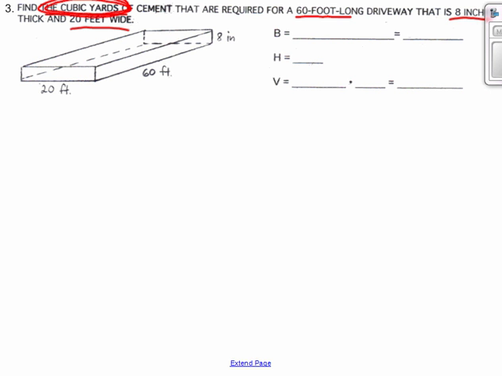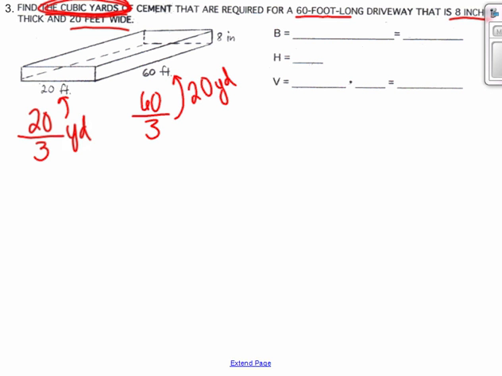There are 3 feet in a yard, so I'm going to convert my 20 feet and my 60 feet first. To get the width, I take the 20 feet divided by 3 to have that in yards. And then here, I'm going to take 60 feet divided by 3. And then the length of the driveway is 20 yards.